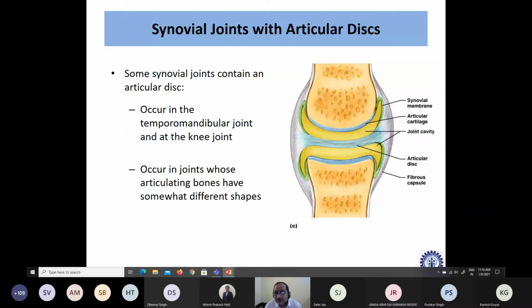Now, where is this articular disc? This is clearly shown in the figure, as you can see. So these actually occur in joints whose articular bones have somewhat different shapes. So this is present in bones which have slightly different shapes.